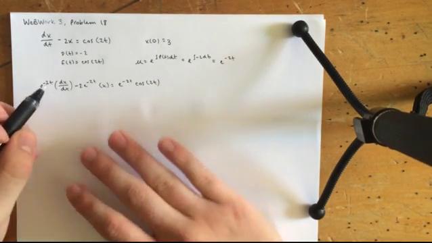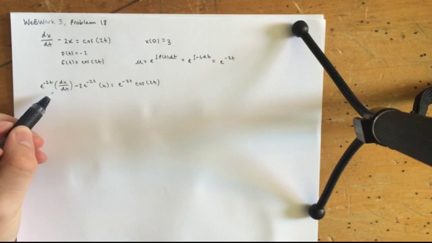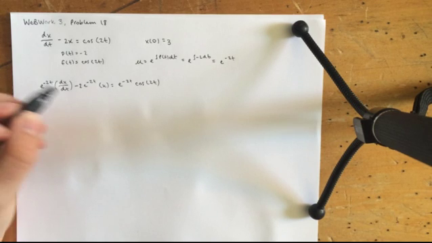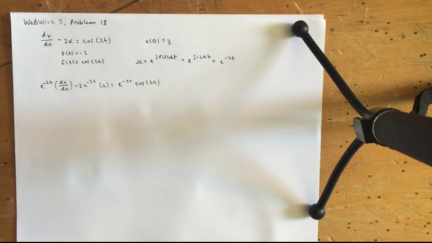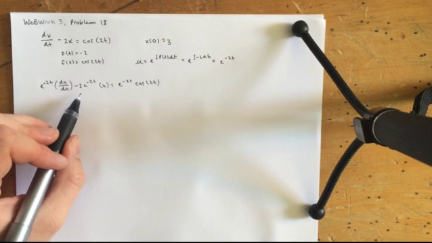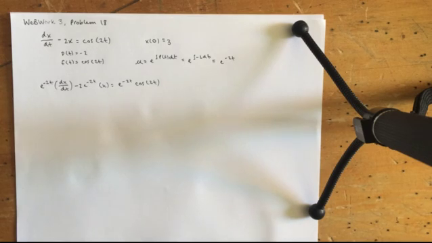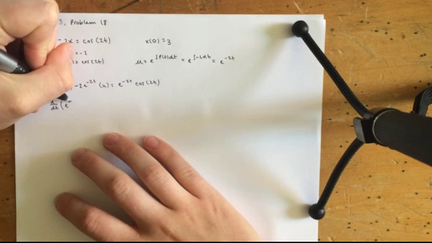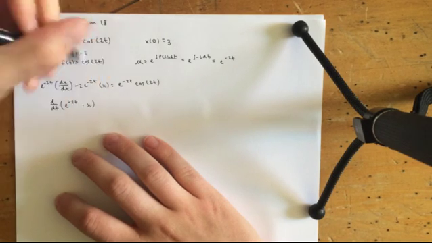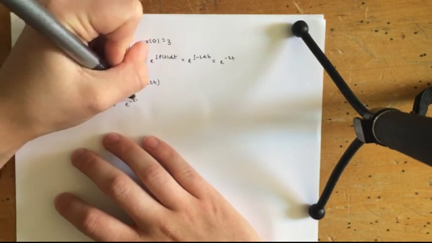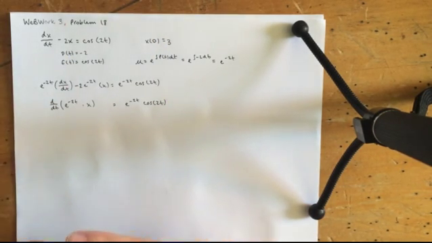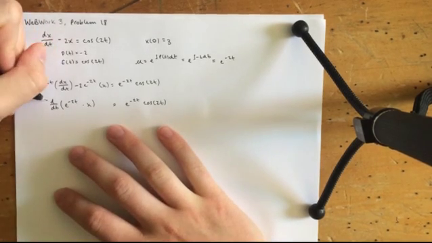Now we can see that this over here is the derivative of the product of e to the negative 2t times x. We can see this because the derivative of x is dx/dt, and the derivative of e to the negative 2t is negative 2e to the negative 2t. So we can write this like d/dt of e to the negative 2t times x equals e to the negative 2t cosine of 2t. And now we'll take the integral on both sides with respect to t.